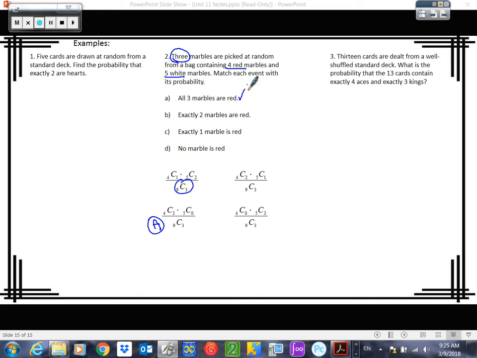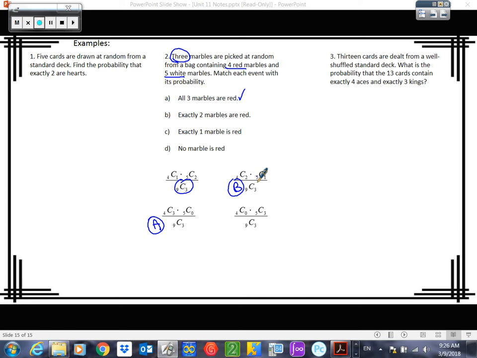Then we want exactly 2 marbles to be red. So again, 4 is the red, so I'm going to go over here. Here's 2 marbles are red and 1 is white. So this one would be B. Okay, we okay with that?